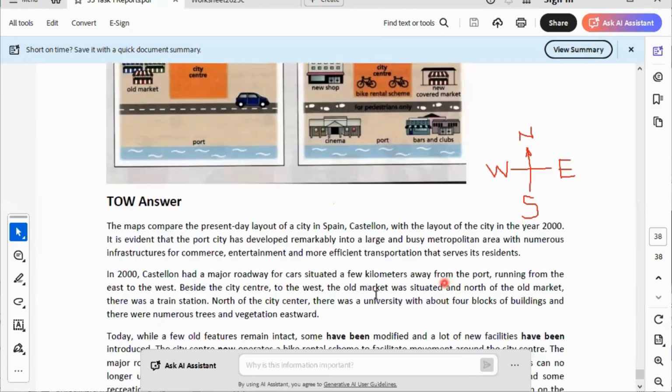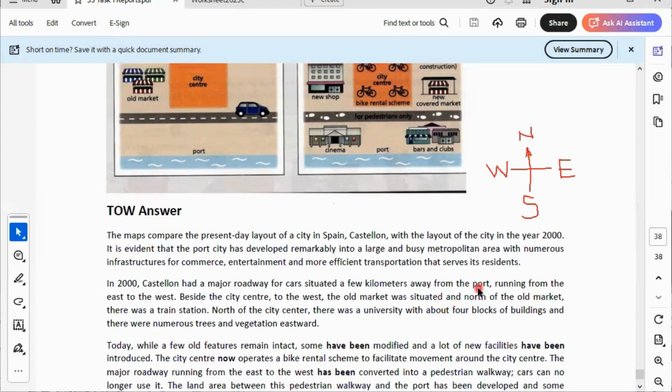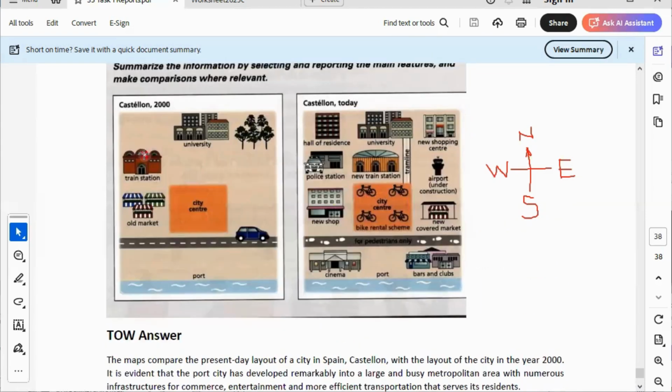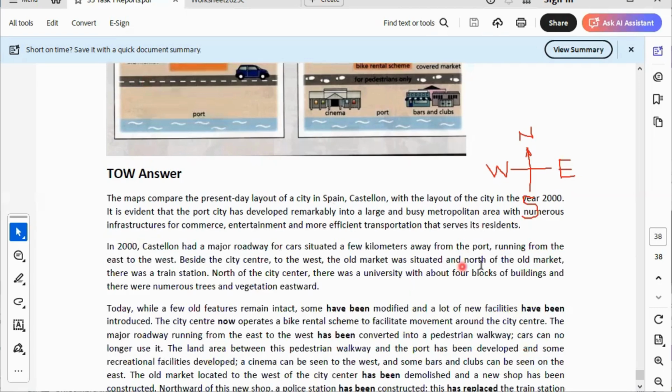Beside the city center to the west, the old market was situated. And north of the old market, so this is the old market here. To the north, some people will say above the old market. Above, that's not good vocabulary as far as I'm concerned. Okay, so it's just like saying that you want to build a train station on top of a market. You can't build something on top of a market. Okay, so you cannot say above. It's better to say to the north. To the north of the old market, there was a train station.